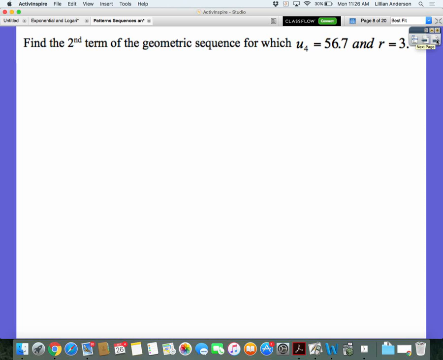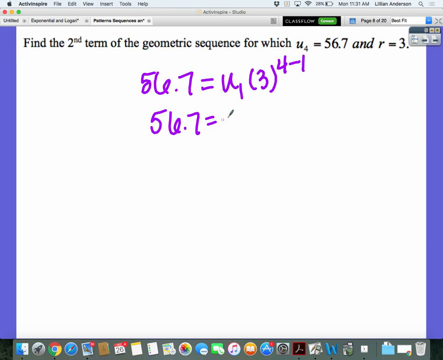Here's the next one. Find the second term of the sequence. 9 times 4 is 54 in my mind. So that's where 9 times 4 is 54. 10 times 4 isn't even near that.